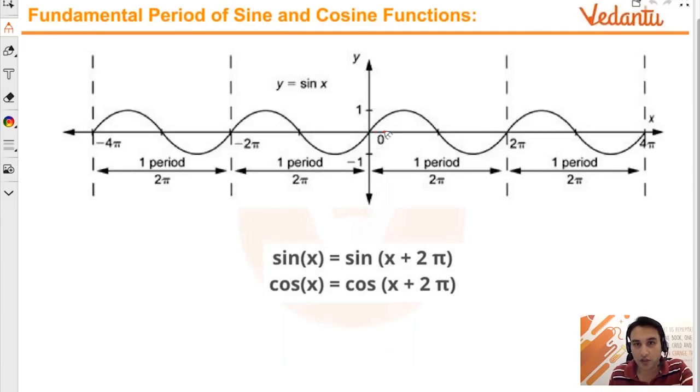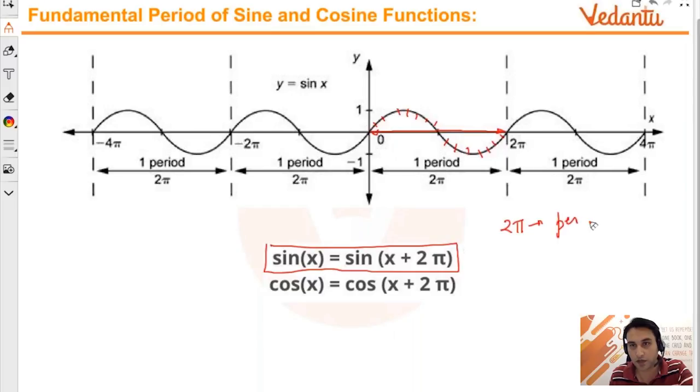Again, a quick revision. Note that the sine and cosine graphs repeat themselves after every 2 pi. Whatever is happening between 0 and 2 pi repeats itself after 2 pi. So this portion of the graph repeats itself after every 2 pi. Before I go ahead, let us make one thing clear: 2 pi is what we call the period of the sine and the cosine graphs.